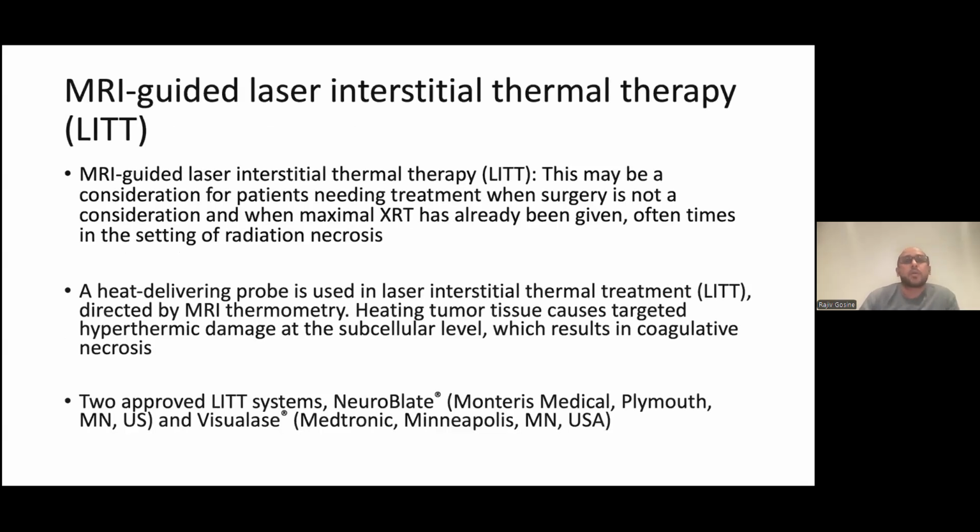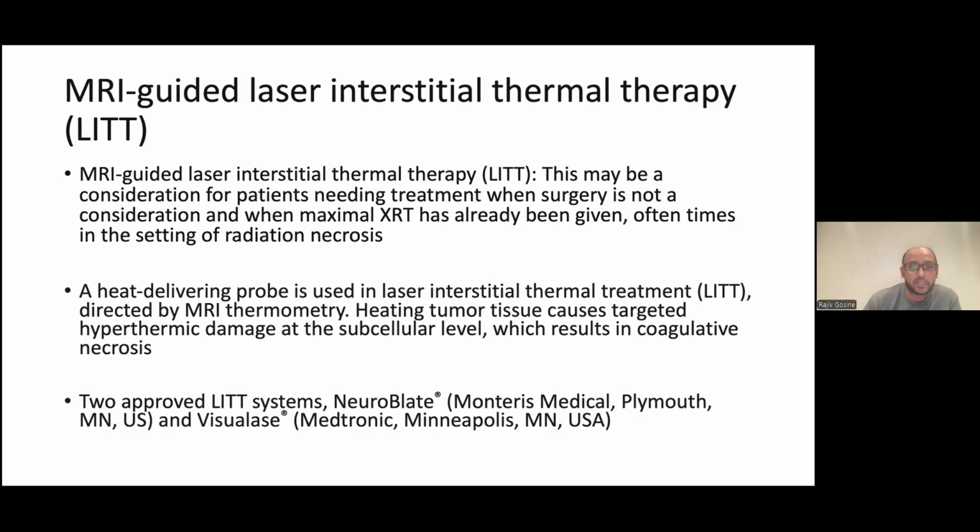Now, in terms of the MRI-guided laser interstitial tumor treatment, this is a consideration for patients needing treatment when surgery is not a consideration or when the maximal dose of radiation has already been given, often in the setting of radiation necrosis. A heat-delivering probe is used to deliver the laser interstitial tumor treatment directed by MRI thermometry. Heating the tumor tissue causes a targeted hyperthermic change at a subcellular level, which results in coagulative necrosis.